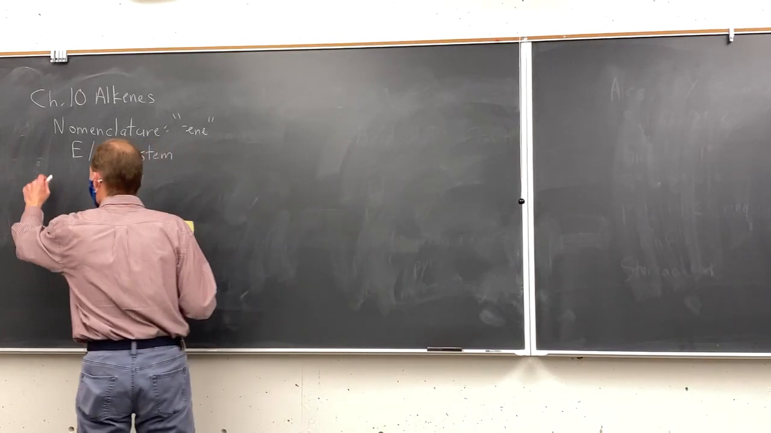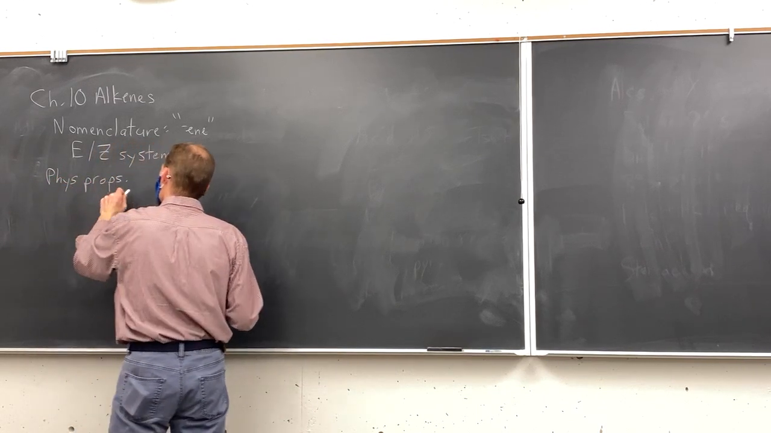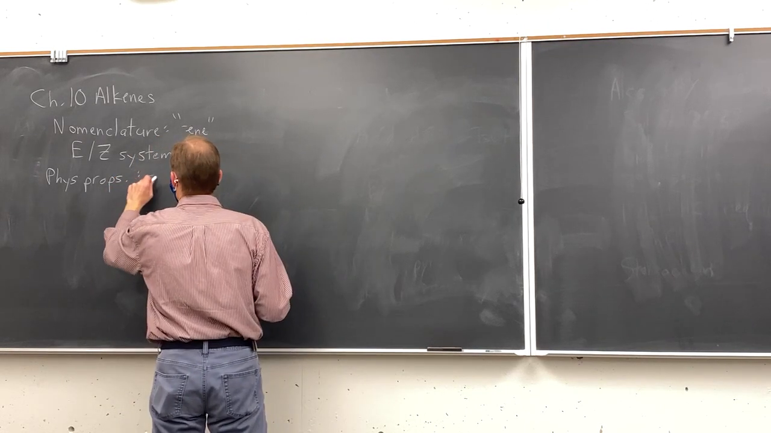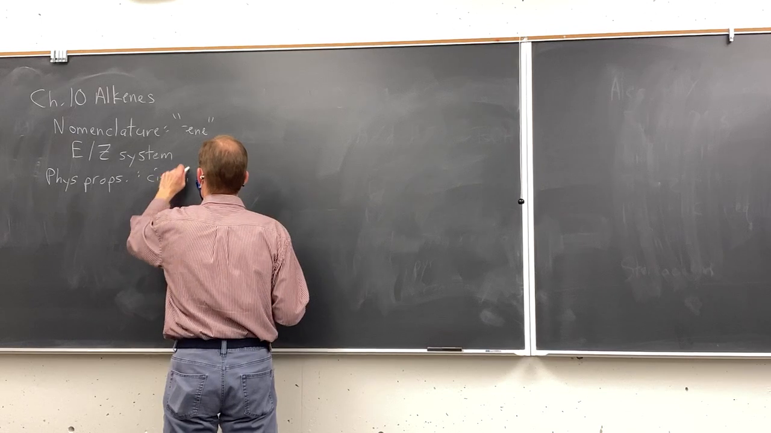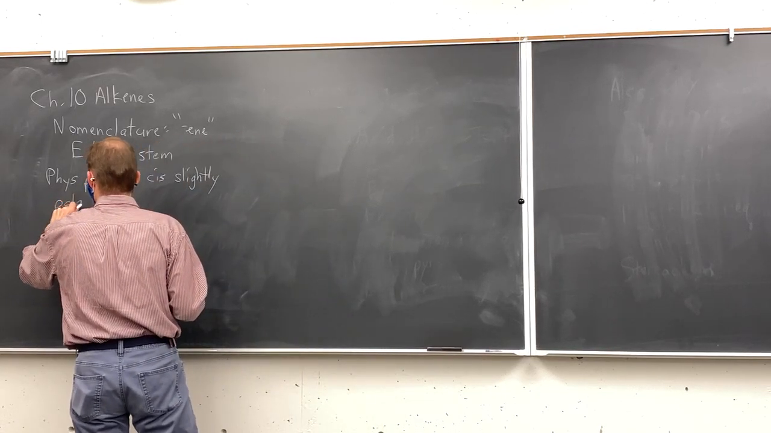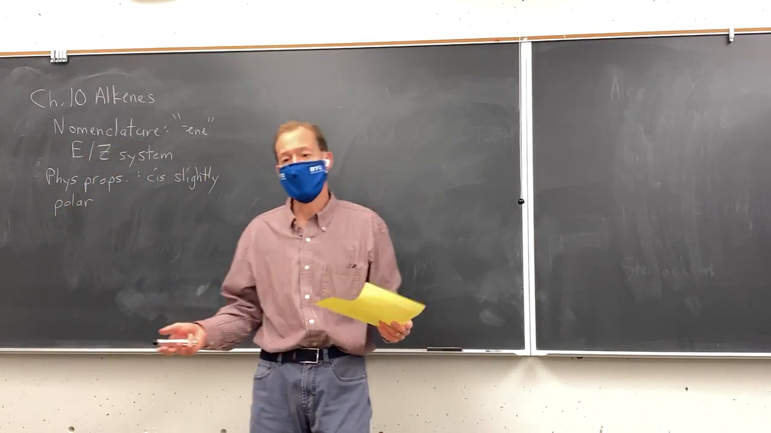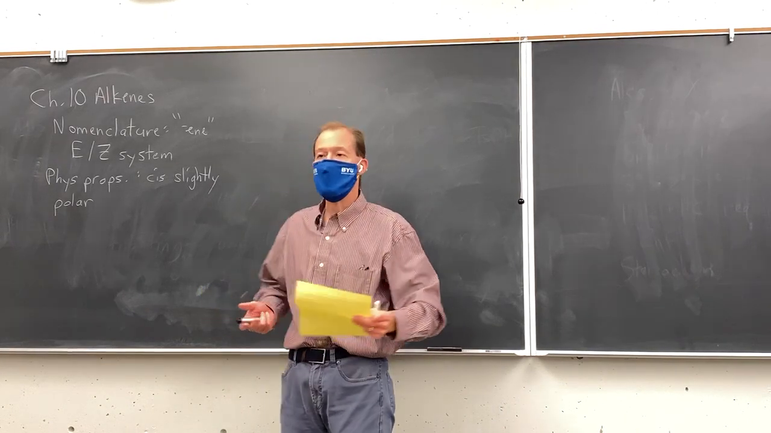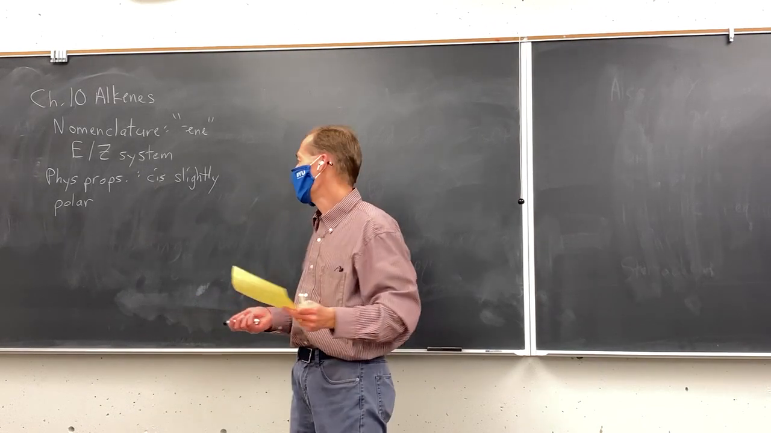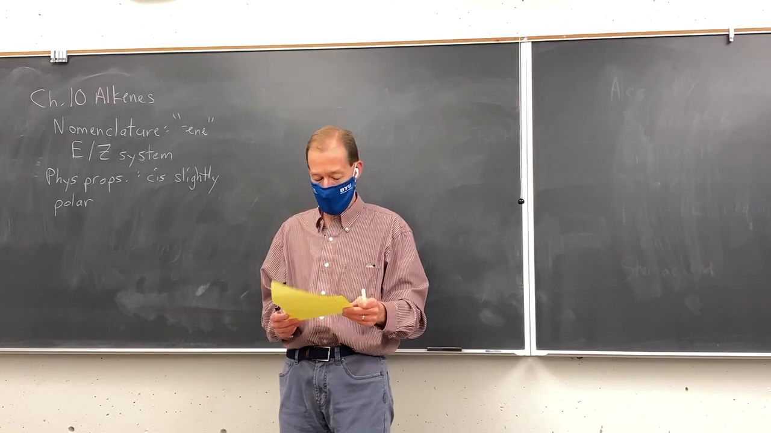We talked about physical properties of alkenes, and the key thing here was learning that cis alkenes are slightly polar, whereas trans alkenes are not. We talked about why that was the case and the impact that has on the boiling points of these compounds. So understanding why cis alkenes have a very small dipole moment is important.